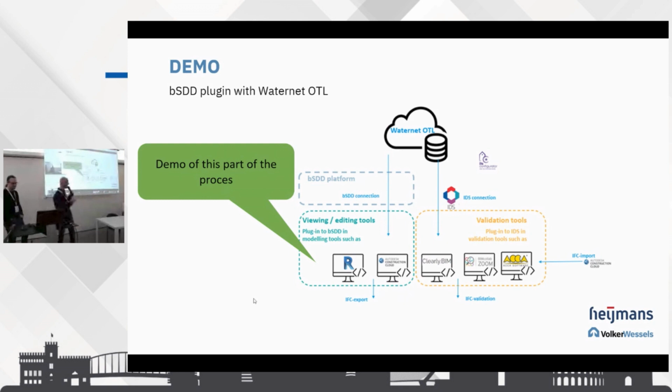So we will do a demo of this part of the process. So we, as a large contractor, are building a water supply building for WaterNet, and they delivered us their requirements, and we model in Revit, and we add the right classification. So, Jan, if you can show that.